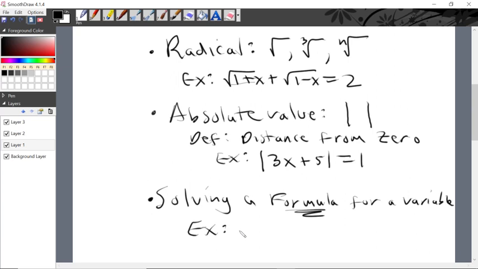So an example of a formula could be y equals mx plus b, the slope-intercept form of the equation of a line. And let's say we had that equation, and let's say that we wanted to solve it for x, where we don't have any specific numbers to plug in here, we just want to manipulate the formula to get x by itself. That would be an example of solving a formula for the variable x.